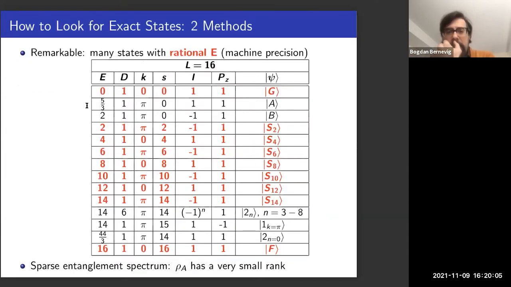And then let's look at the spectrum of this model in finite size. This is for L equals 16 sites. So it's quite a large system. You've got a 3 to the 16 by 3 to the 16 matrix basically cut into symmetry sectors.